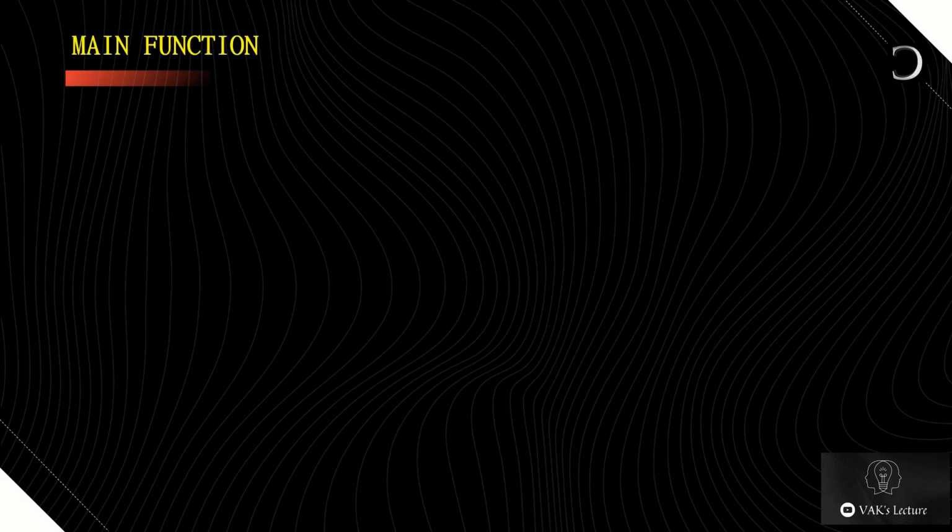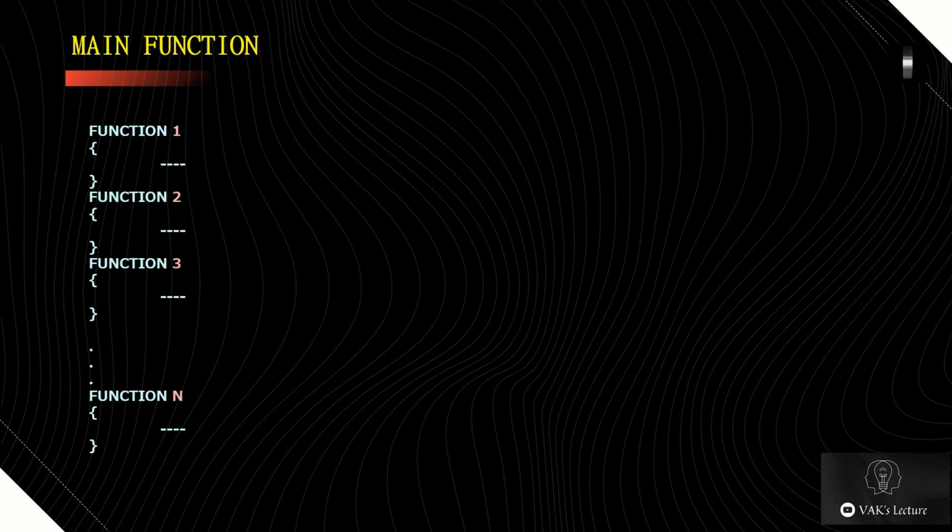Now, the main function. Generally, a C program is a collection of functions. Among those, one function should be the main function. Every C program must contain a main function. Without the main function, a C program doesn't work. Why? Because the compiler starts its execution from the main function onwards. This main function contains two parts, declaration part and executable part.